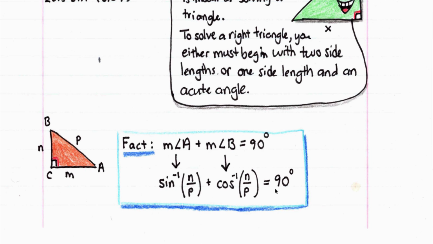You see, what the inverse trig functions do is they take a ratio and give you an angle measure as an output. That's what they do.